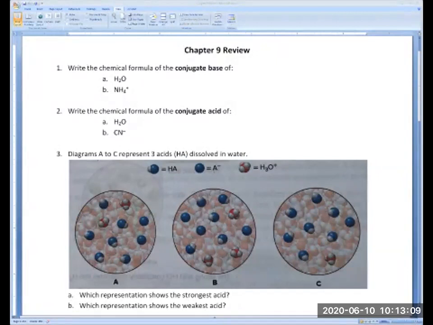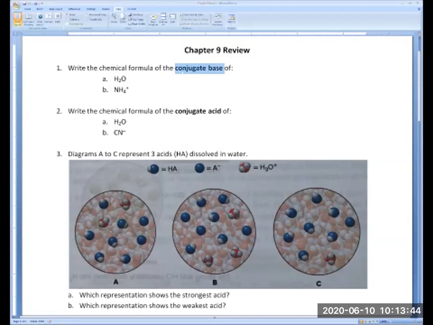There are different theories that have been put out there for what is an acid and what is a base. There was the Arrhenius theory and then the Bronsted-Lowry theory. According to the Bronsted-Lowry theory, an acid is a proton donor and a base is a proton acceptor. When an acid donates its proton, it becomes the conjugate base, right?